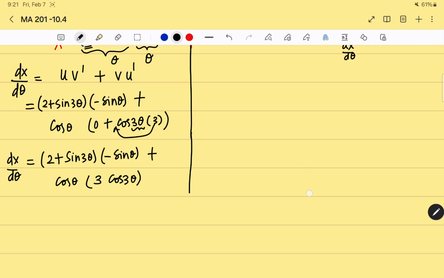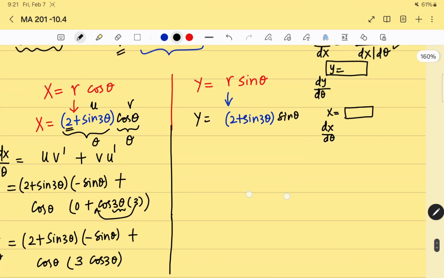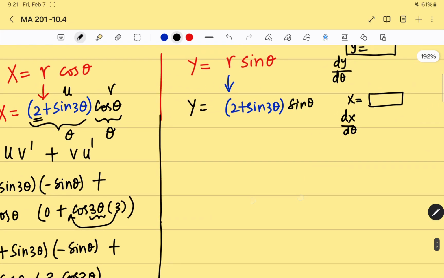So let me go for dy by d theta. What is your dy divided by d theta? So dy divided by d theta equals, again here also u and v. So what happens? U into v prime plus v into u dash. Keep the first one, take the derivative of second one.